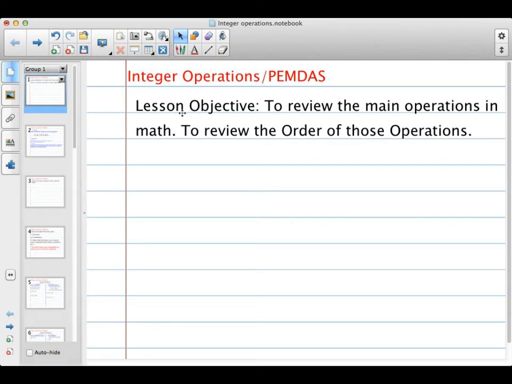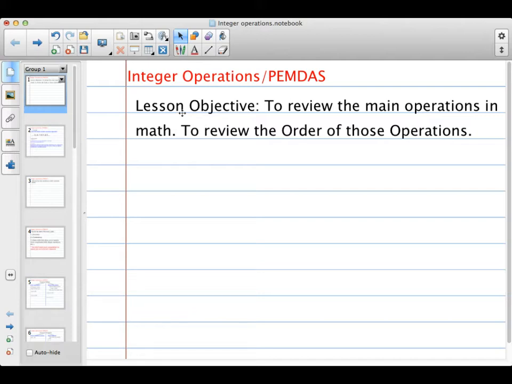All right, guys. Today we are kicking things off with a lesson on some review of integer operations and PEMDAS, which I'm sure a lot of people have heard of, or Please Excuse My Dear Aunt Sally. Something that a lot of math classes do at the beginning of the year is brush up on those rules, make sure that we've got them down because they do come up in other subjects. So our objective for today is to review the main operations in math and to be able to use those operations in the correct order.